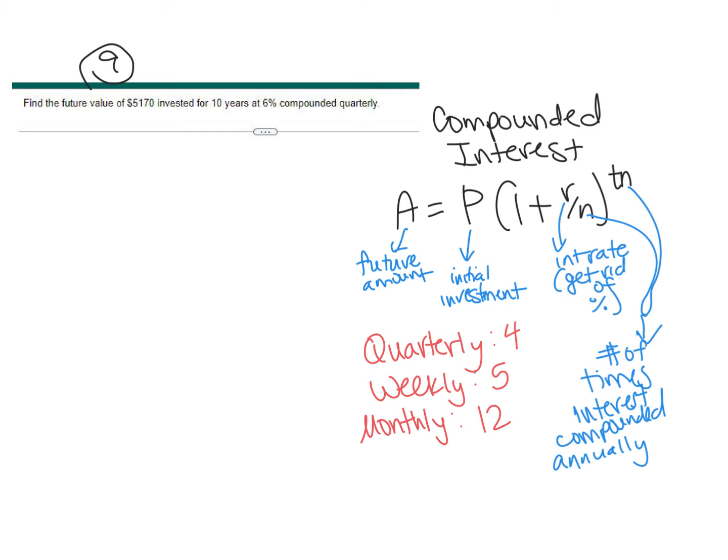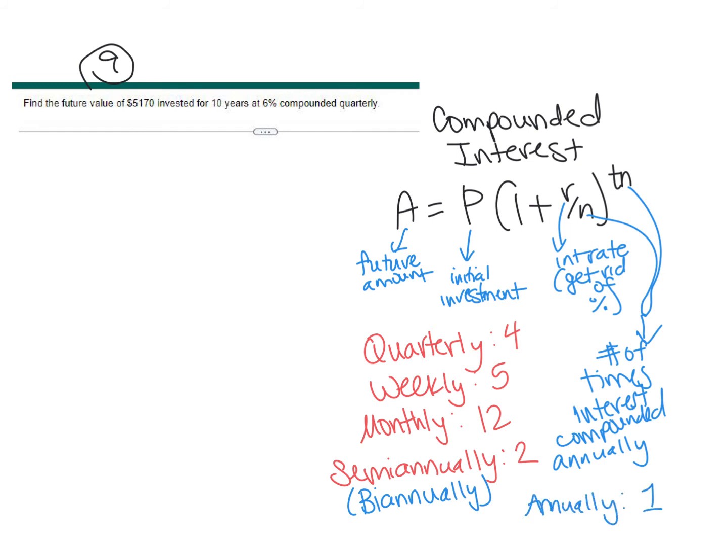and semi-annually, which they sometimes use that word, would be 2. That could also be biannually. And then of course, if they just use the word annually, that would be 1. Whew. Daily would be 365. I don't think we have any of those on your test. Yeah, we don't, so we're good. Okay, so that kind of clears that out. And then of course, T is the time in years.